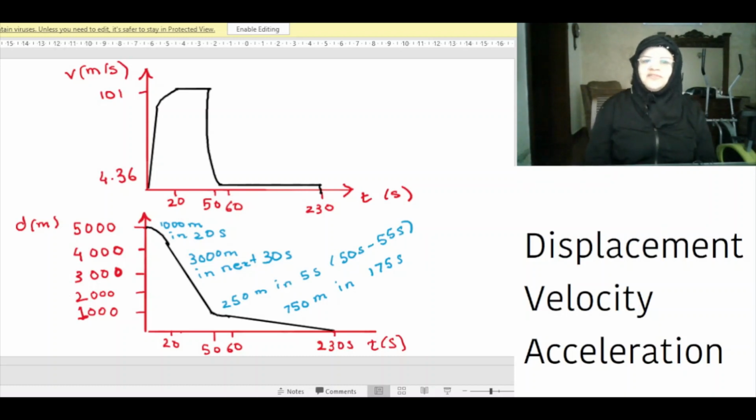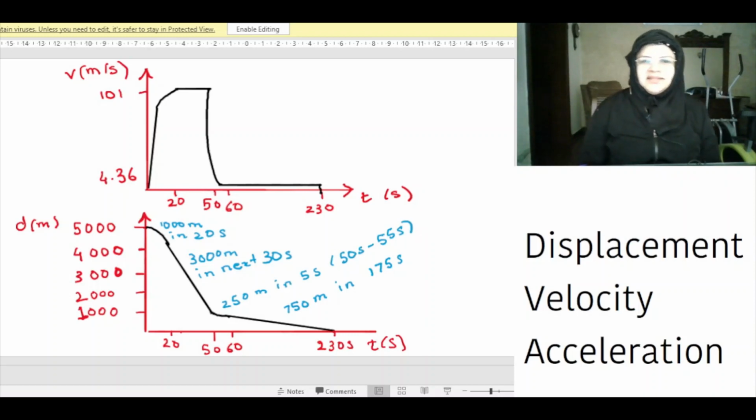The slope of distance time graphs gives us velocity. We notice from 20 second to 50 second the slope of distance time graph is constant. Hence velocity is constant, that is the region of the first terminal velocity. We also notice that the slope from 55 second to 230 second of distance time graph is also constant, that is the region of the second terminal velocity.